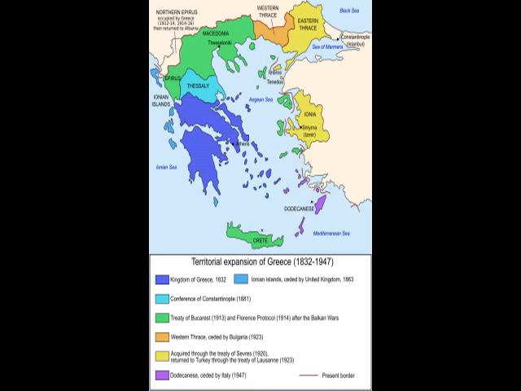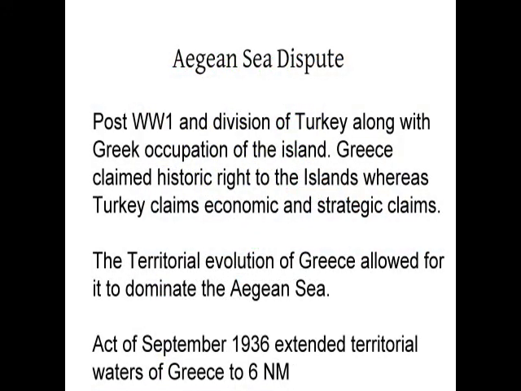Now, post 1924, Turkey got its territories back. It got its independence. We saw the Turkish fight for independence, the Greco-Turkish War, and we also witnessed the new treaty that was signed in 1924.